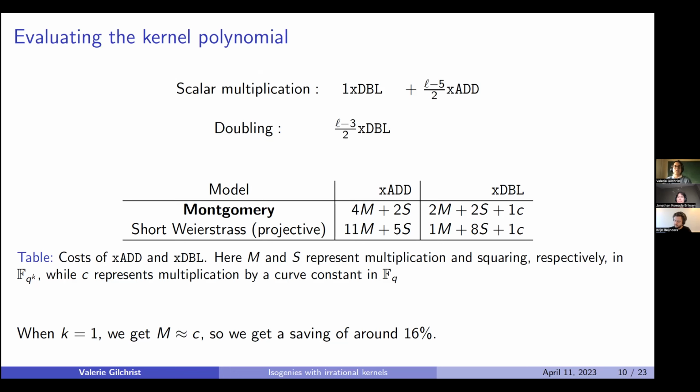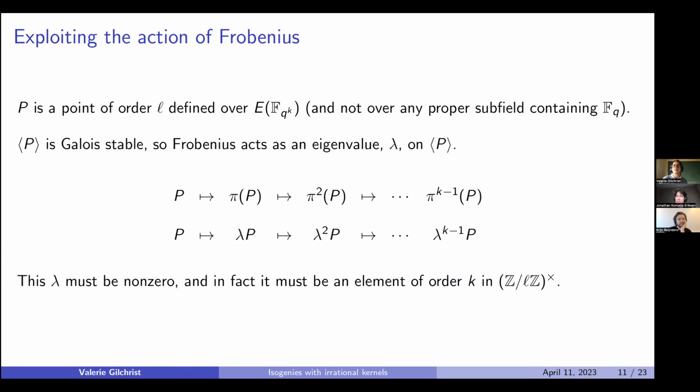Okay, so looking at the next improvement that we wanted to apply, we wanted to try to take advantage of Frobenius and how this might act on our points.